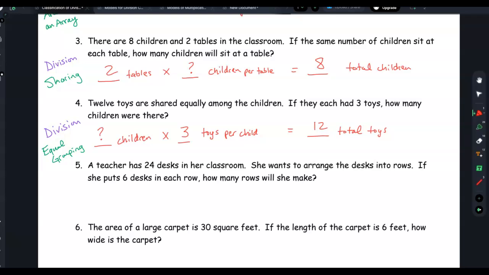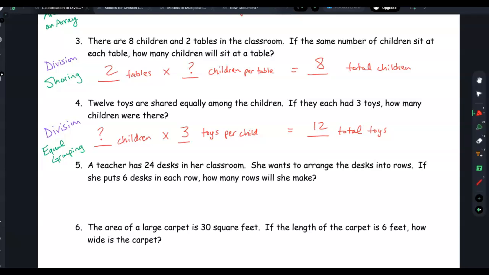Now, I usually specify whether this is area of an array. I'll usually call it that for multiplication, and then I'll usually call it array/area for division. Technically, you could call them the same thing. I'm just trying to make a distinction between the two, so I'm calling them something slightly different. They're really both area of an array. So I know this is going to be an array.